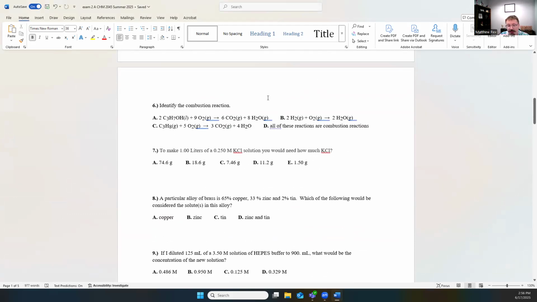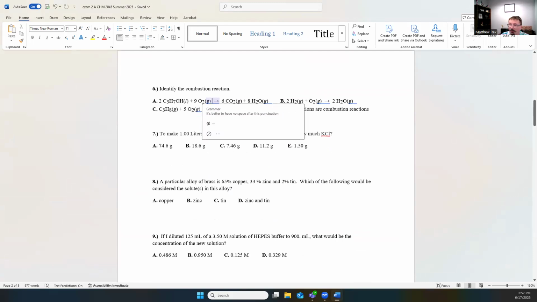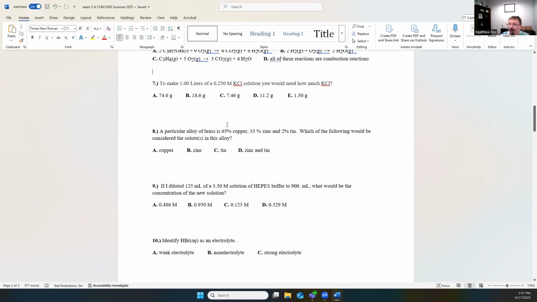Identify the combustion reaction. Combustion is reacting something with O2 and producing some oxygen-containing product, typically at least water, maybe something else, and you'll note for all of these, they're all reacting with O2, and they're all producing oxygen-containing products. So they are all combustion reactions. Answer D.